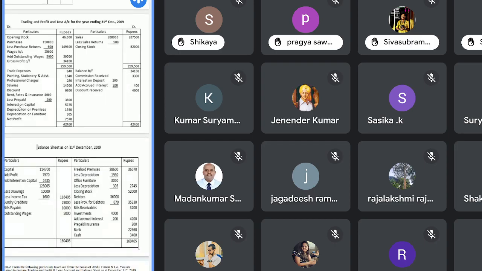Then investments. While writing investments, 4,000 is given in your problem. Of 400 interest accrued, only 200 you have received. 200 accrued but not received, right? So accrued but not received, you have to add to the investment value. So 4,000 plus 200, that adjustment you have to add here also, right?